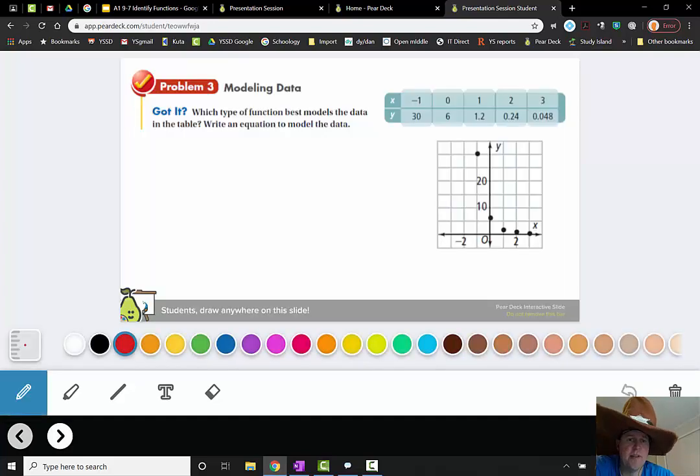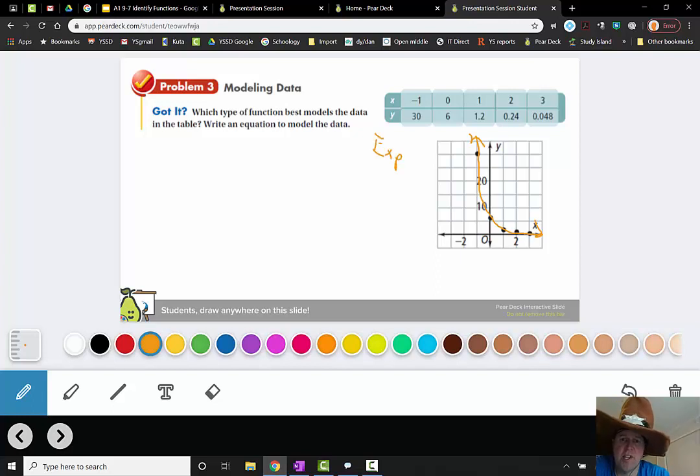Okay, so here's what we have going on. If we take a look at the graph, which one do you think it is? Well, it sure doesn't look like it's headed back up anytime soon. So I'm thinking it's exponential.